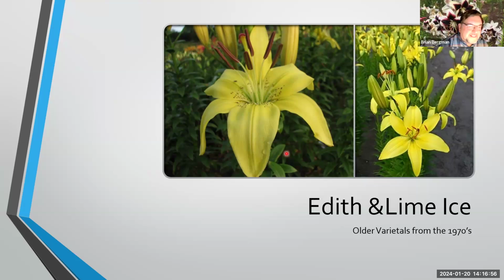There are still bits of green in it. Very large flower, very elegant. Very long buds, long petals. Okay, next.